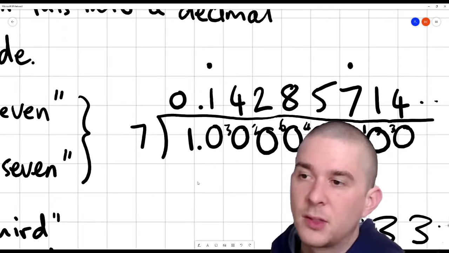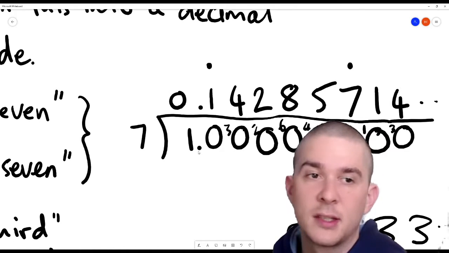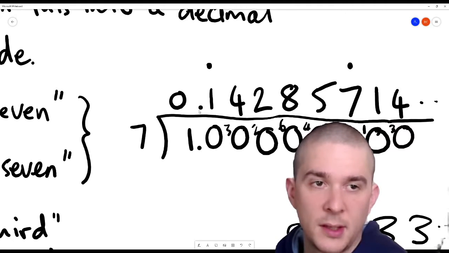Now, this one, obviously when we do 7 into 1, it goes 0 times. So we put a decimal point after the 1. Make sure to put a decimal point above the decimal point here.